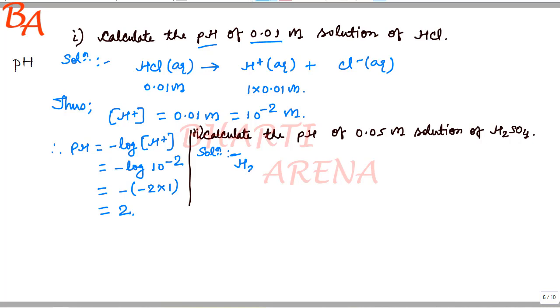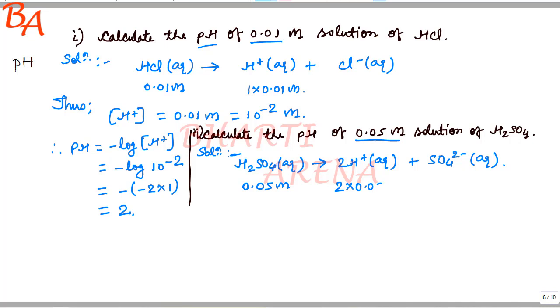Sulfuric acid will dissociate like this one, plus sulfate ion. So the concentration of sulfuric acid is 0.05 molar. Therefore, the concentration of hydrogen ion will be twice of 0.05 molar. We need only the concentration of hydrogen ion here.